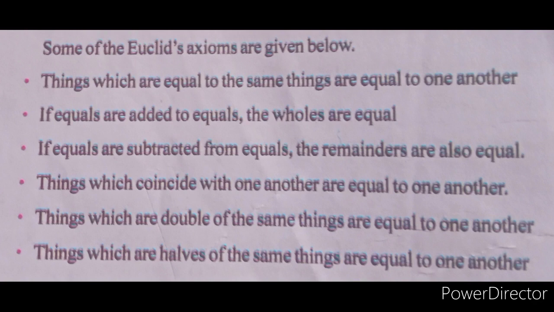Things which are equal to the same things are equal to one another. If equals are added to equals, the wholes are equal. If equals are subtracted from equals, the remainders are also equal. Things which coincide with one another are equal to one another. Things which are double of the same things are equal to one another. Things which are halves of the same things are equal to one another.